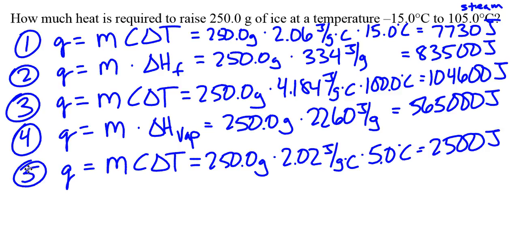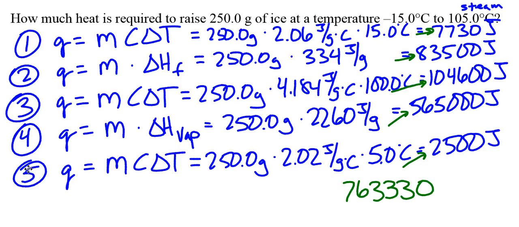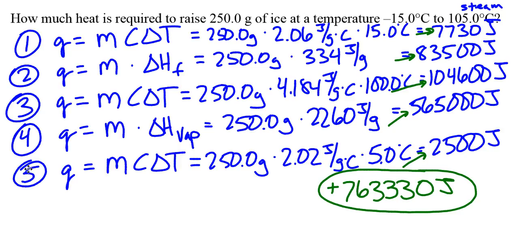Again, I want to have my right answer. I have to add this value, this value, this value, this value, and that value up. So 2,500 plus 565,000 plus 104,600 plus 83,500 plus 7730. My final answer is going to be 763,330 joules. And again, heat's going in, so it should be positive.